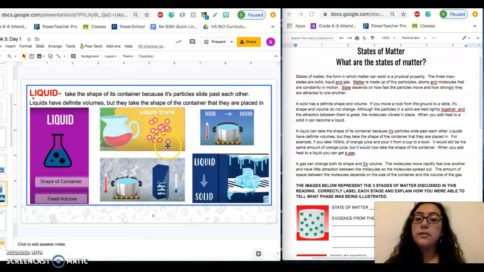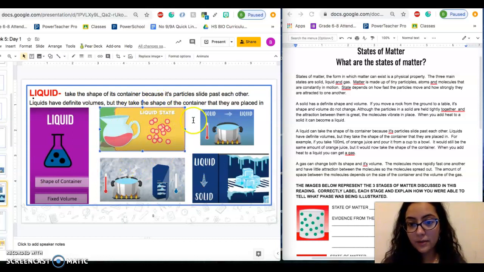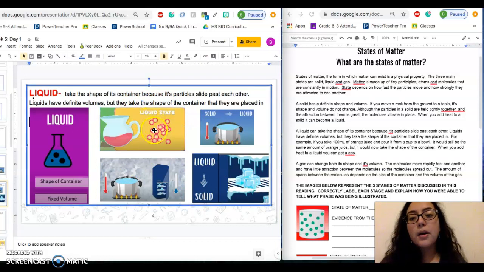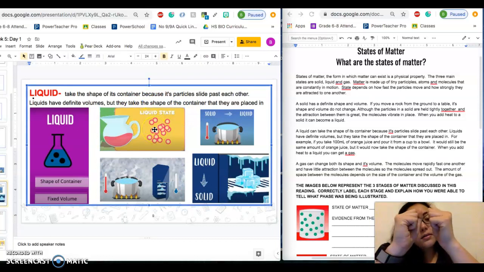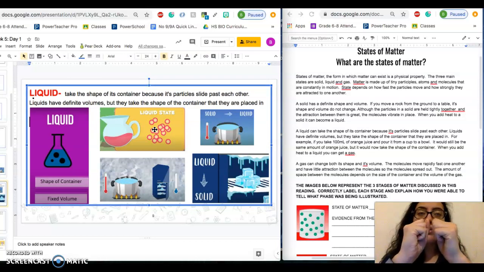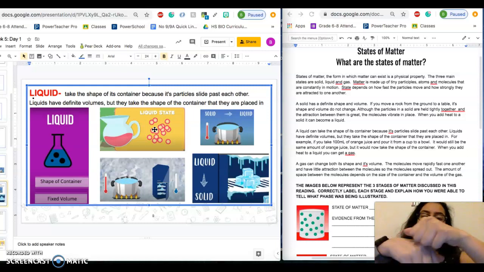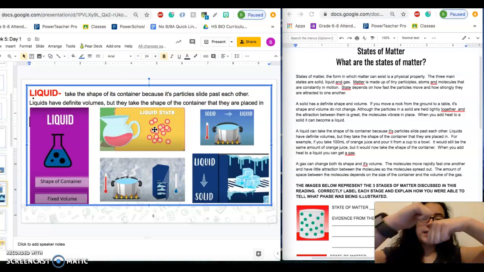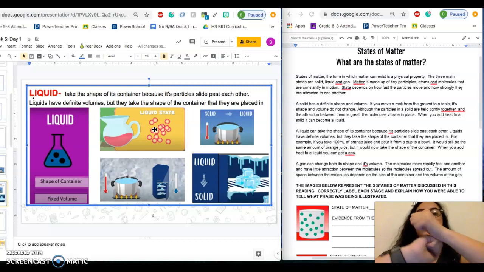The reason it's able to do this is, if you look at the middle picture right here where my cursor is, those particles are still together, they're still close enough, but they're able to slide around. So they're not close enough like the solid where they can't move. They're close enough so that they are able to move around each other. They're able to slide, and that's how it's able to take the shape of things, because they're able to slide, intermingle, and whatnot.